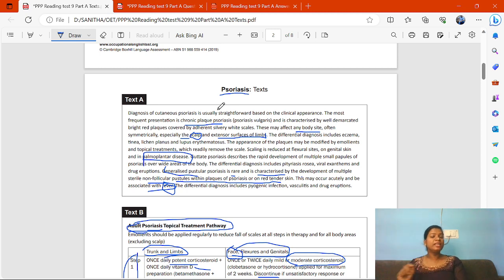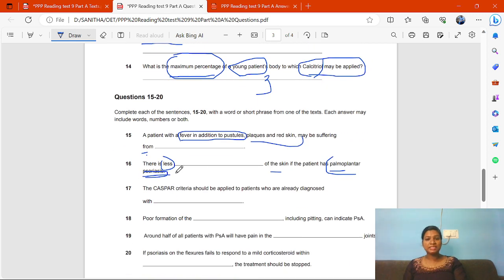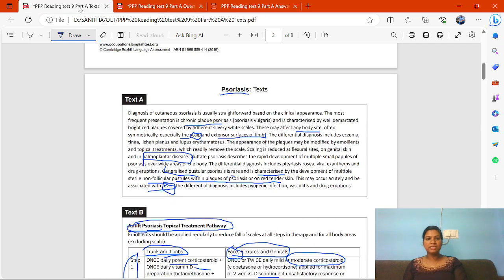Sometimes we read fast and we won't find the exact keyword. In this scenario, you have to come back to the test where you have doubt, and again first you have to scan. See, again I came here to test A. Again I read fast, then I got the point: palmoplantar disease. What was the question? There is less scaling of the skin if the patient has palmoplantar psoriasis. You have to properly scan it here.